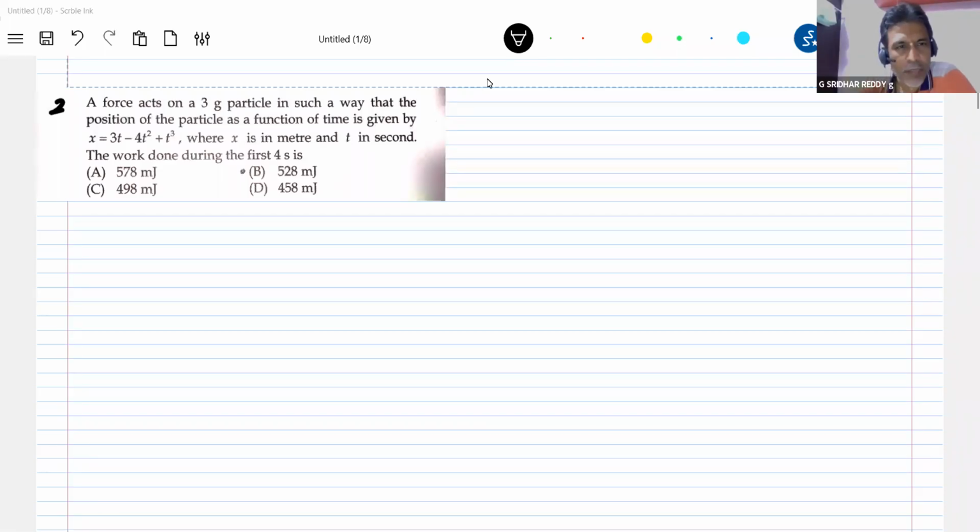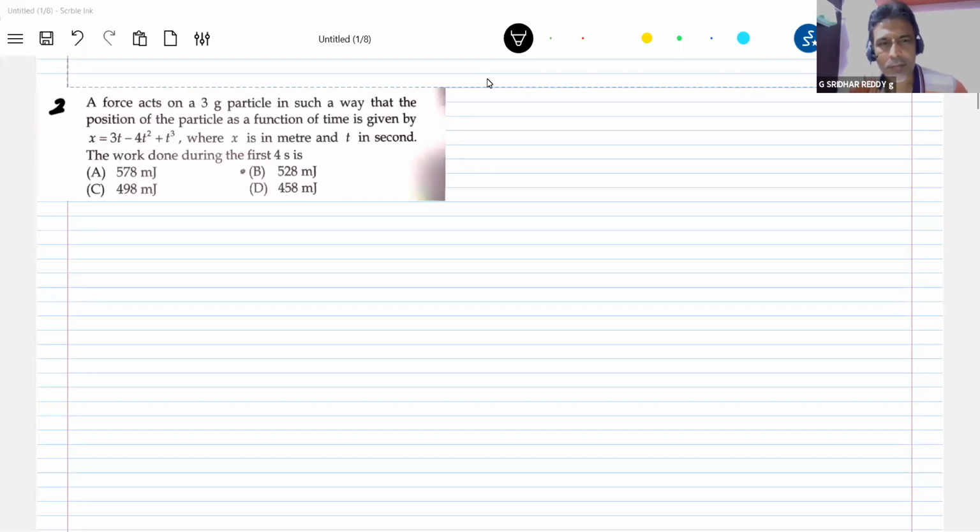So there's a question we have: a force acts on a 3-gram particle in such a way that the position of the particle as a function of time is given by x, where x is in meters and t is in seconds. Find the work done during the first 4 seconds. So he is given the position and is asking to calculate the work done.